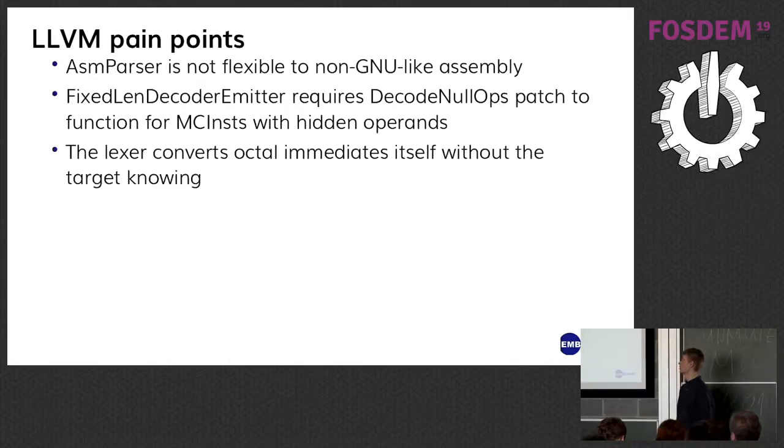The lexer converts octal immediates itself without the target knowing. So the problem with the AGC backend is all operands must be in octal form. So when the lexer converts something preceded with a 0 to an octal integer, I don't know whether I still need to convert the immediate back to an octal or not. So I have to get the raw string that was converted first and do it myself.